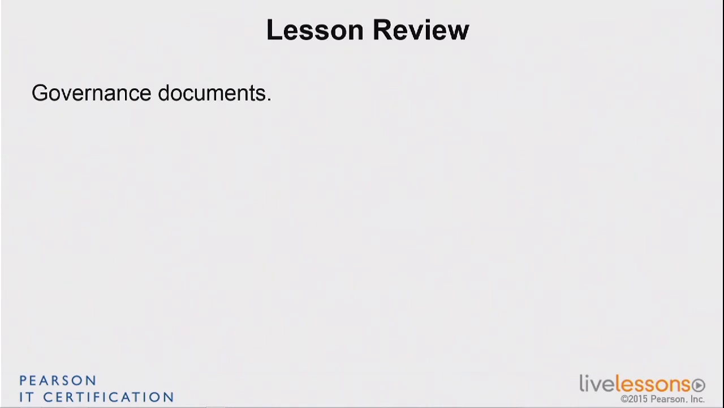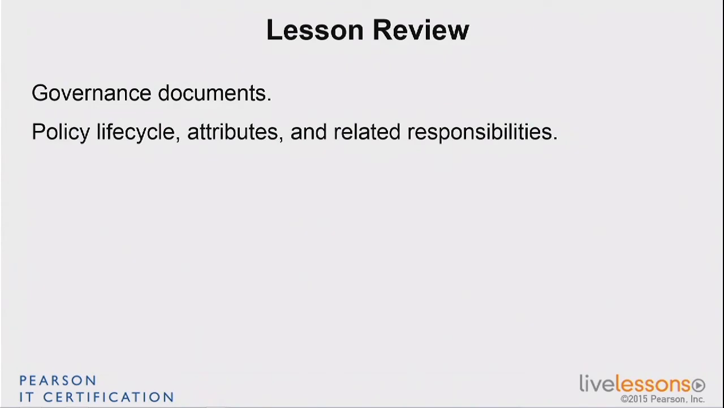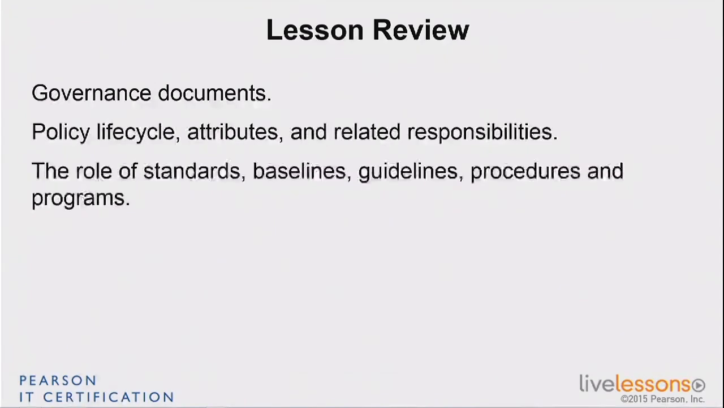We started out with the idea that we need governance documents. Governance documents, which start with policies, are designed to communicate executive management strategies and then provide instructions on how to implement those strategies. We looked at the policies, we looked at policy lifecycle, the policy attributes, and the related responsibilities. We looked at the roles of standards. Remember, standards are mandatory. We looked at baselines, which are a collection of standards, so they're also mandatory. Guidelines, which is just guidance to help us to implement a mandatory standard. Procedures, which were our instructions, and programs.